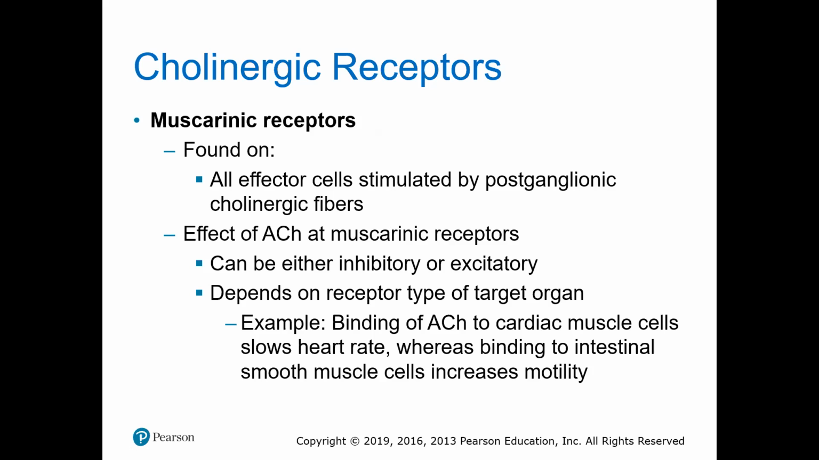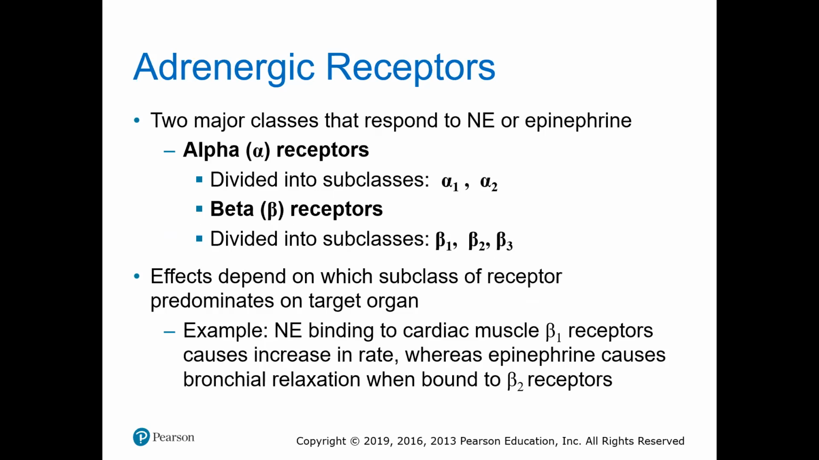So the same acetylcholine that lands in our heart and causes our heart rate to slow down, when it's dumped into the gut, causes us to become excited. Muscarinic receptors can be either or. They can either be excitatory or they can be inhibitory. Nicotinic receptors are always excitatory. Muscarinic are both.